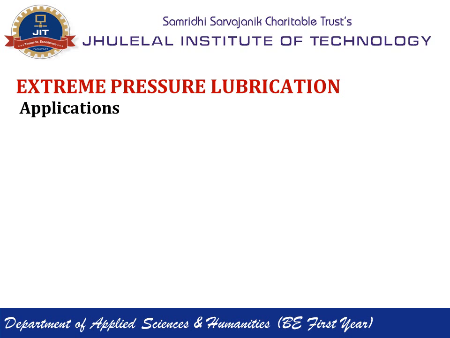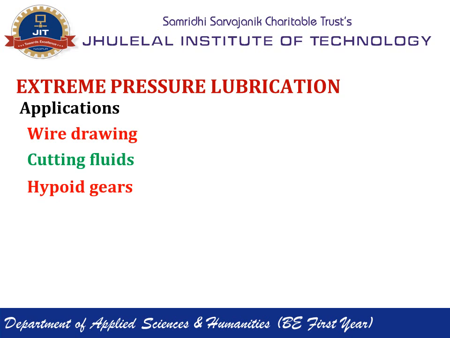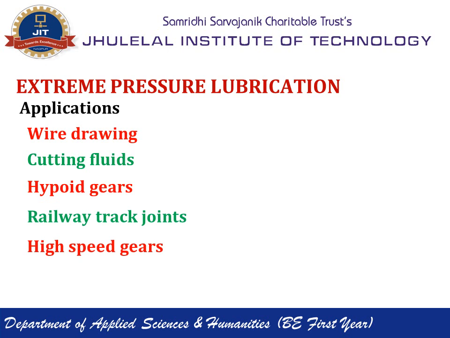Extreme pressure additives are used in lubricants as in wire drawing. For instance, titanium can be drawn into wire only in presence of a chlorine containing additive which reacts with the stable oxide film of the metal surface. It is used in cutting fluids, that is the lubricants used in machining of tough metals. These lubricants consist of hydrocarbon oils and a small amount of fatty acids and organic sulfide or chloride additives. It is used in hypoid gears, railway track joints and high-speed gears.